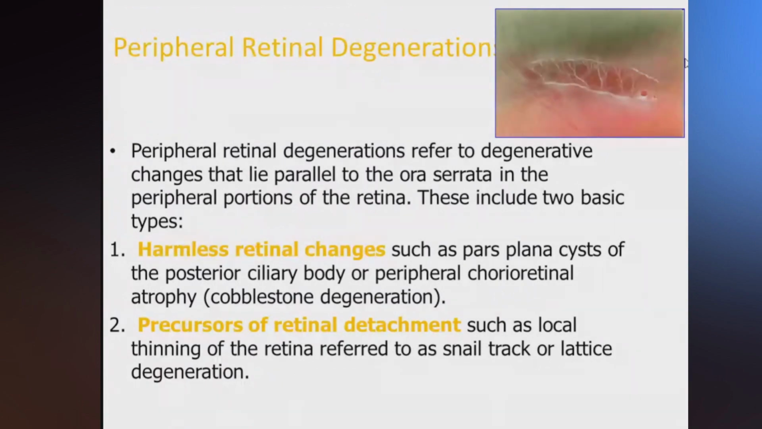But some peripheral degeneration, like snail track or lattice degeneration, is dangerous and may be the cause of retinal detachment. That's why these degenerations should be diagnosed in time, and for retinal detachment prophylaxis, we should use laser coagulation of these dystrophic areas.